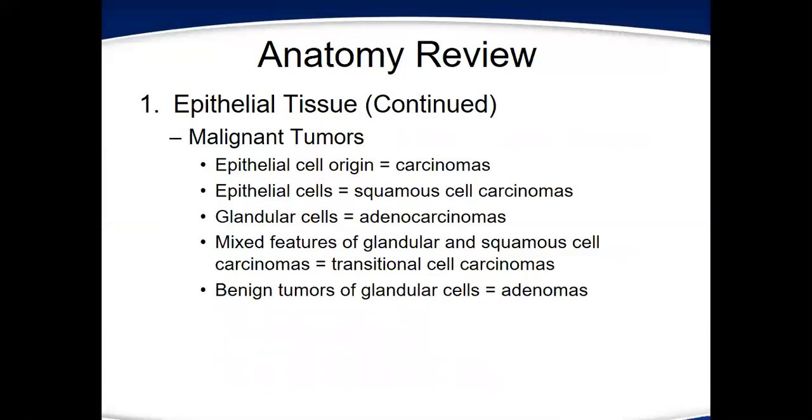There are different types of tumors and cancers that originate within the epithelial tissue. Cancers that are from an epithelial cell origin are called carcinomas. Cancers from the squamous epithelial cells are squamous cell carcinomas. Cancers from the glandular cells are adenocarcinomas. When there are mixed features of glandular and squamous cell carcinomas, these are called transitional cell carcinomas. And then there are the benign tumors of glandular cells that we call adenomas.